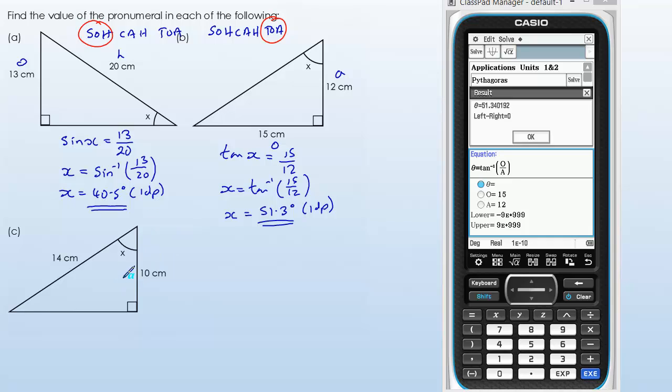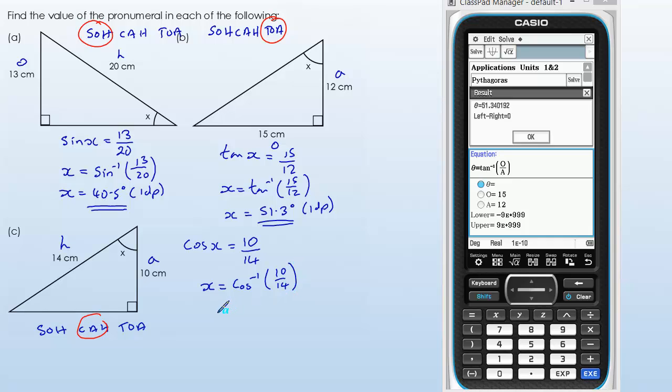So let's do this last one. This is the hypotenuse, this is the adjacent, so SOH CAH TOA, adjacent and hypotenuse is with the cosine just here, CAH. So the cosine of the angle is equal to the length of the adjacent over the length of the hypotenuse. So x is going to be the inverse cosine of 10 over 14.